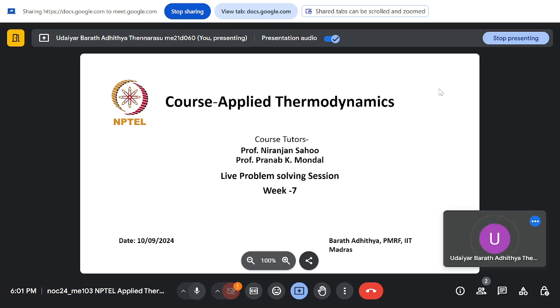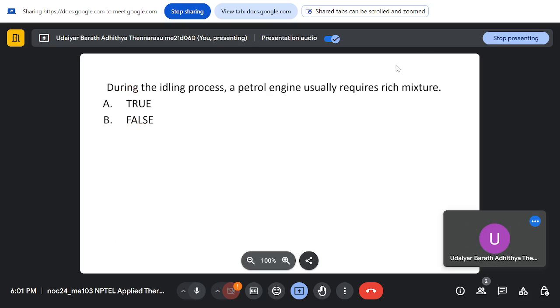So I have prepared some problems and some MCQs on this. We'll start with those. Starting with the MCQ: during the idling process, a petrol engine usually requires rich mixture. Answer A, true, or B, false.